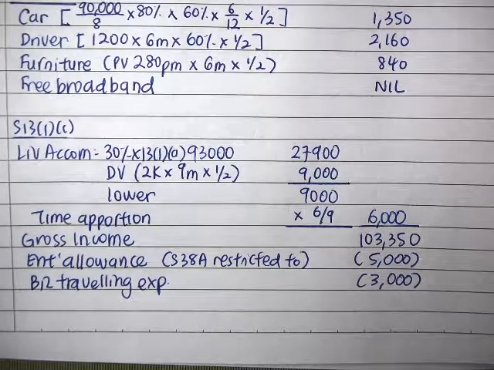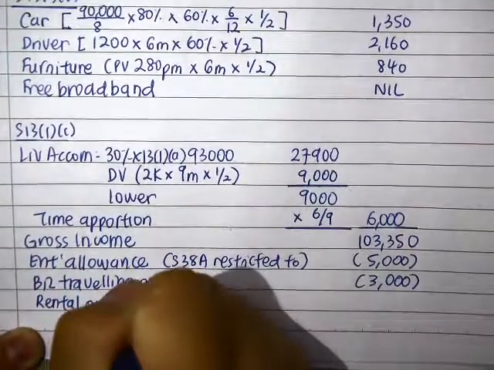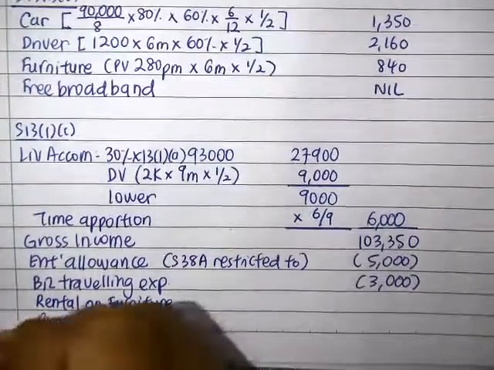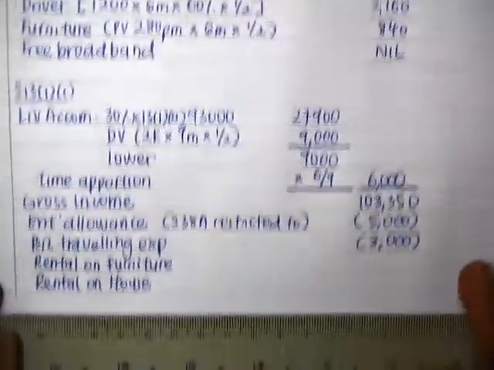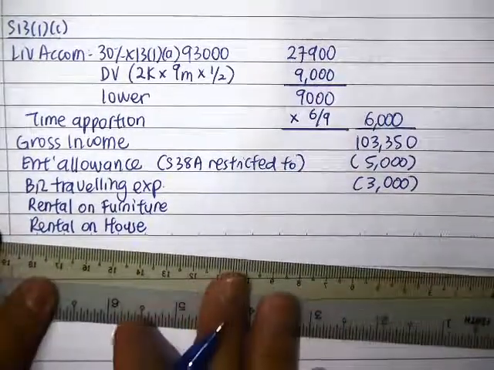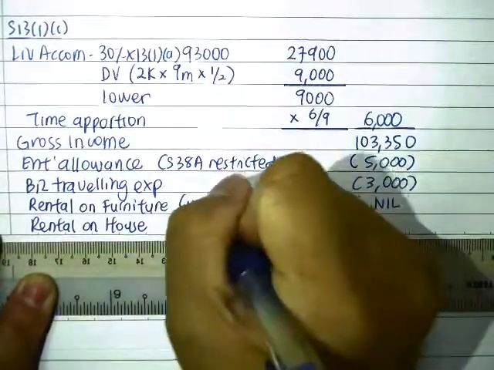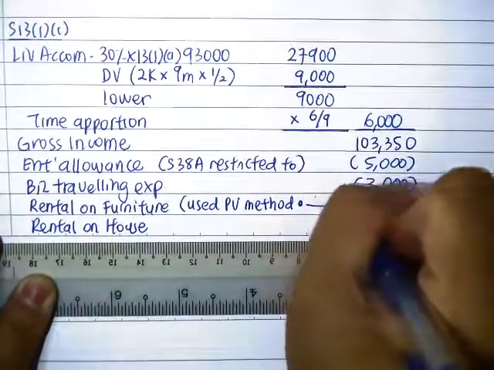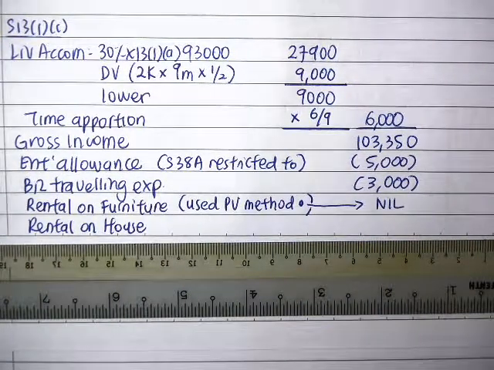Okay, then the rental, what do you do? You must split into two, right? You're actually paying the rental on the furniture as well as the rental on the house. Now the furniture part, you know you won't get a deduction, right? Because if you have used PV method, then deduction is not allowed. So we don't allow you to claim deduction for PV.